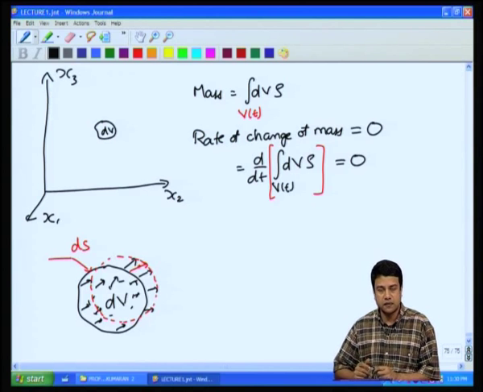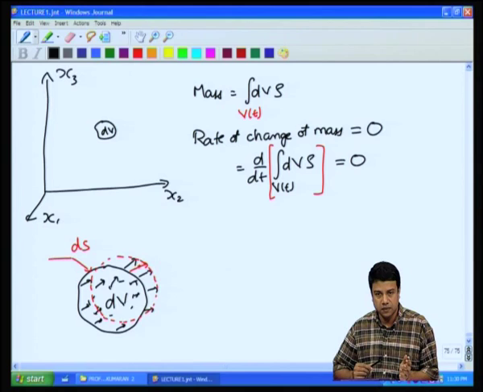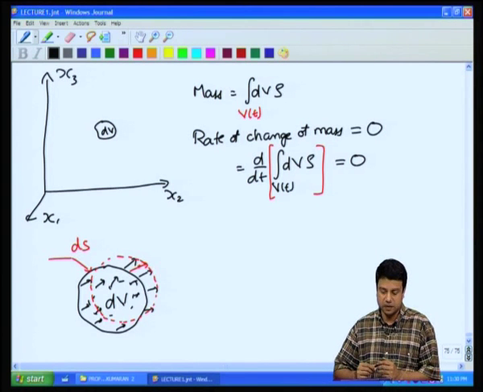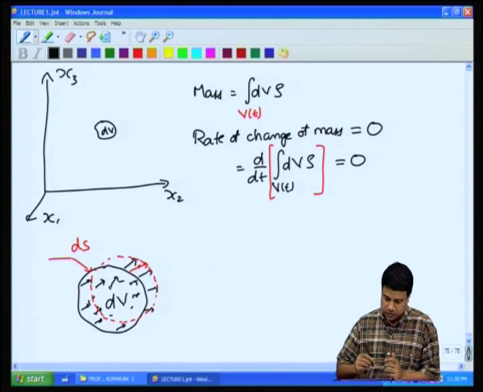And this relation that I have got is for a moving element of fluid, and I need to convert that into a relation for a fixed volume element. So, let us do that.